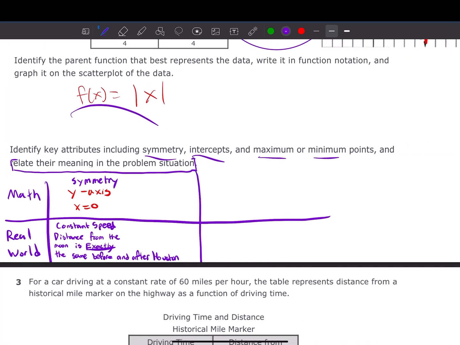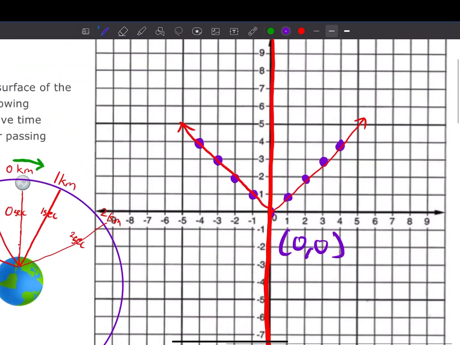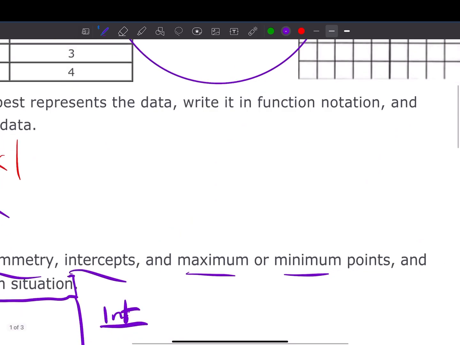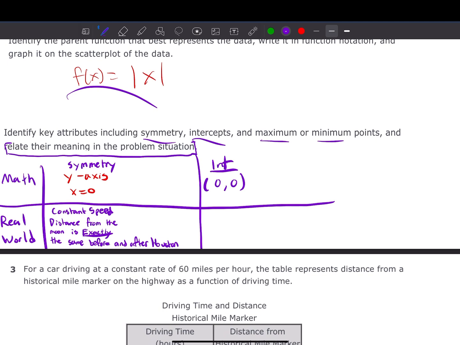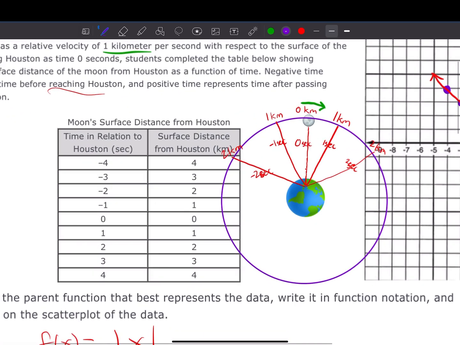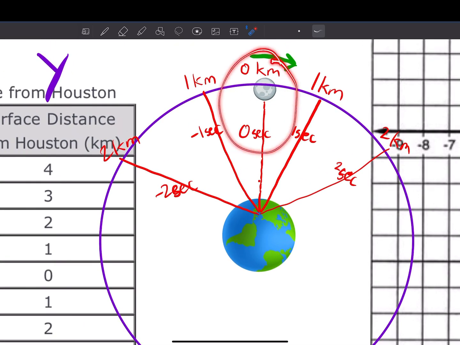And then we got intercepts. The only intercepts that I see on this graph, x and y, are when it hits the origin, 0, 0. So x equals 0, y equals 0. What does that mean mathematically? Well, it's the vertex, it's the lowest point, it's the middle of the graph. What does it mean in the real world context? Well, we look at our table. X is time in relation to Houston, y is the distance. So at 0 kilometers and 0 seconds, what's profound about this point, this intercept? That's the middle of the graph. That's where the moon is right over Houston.